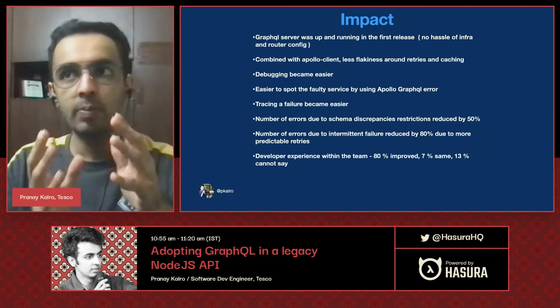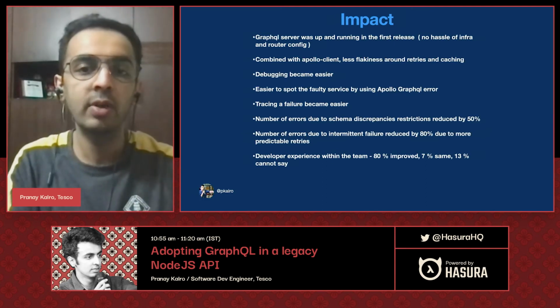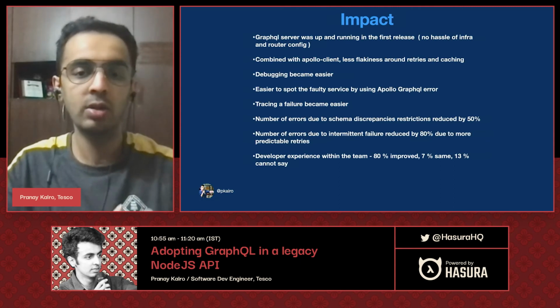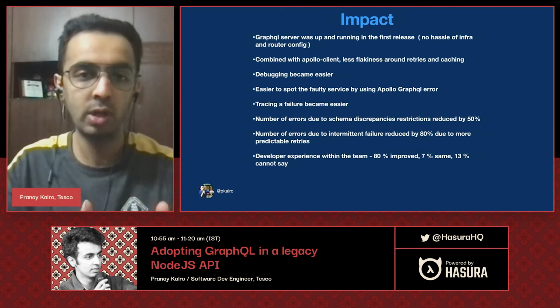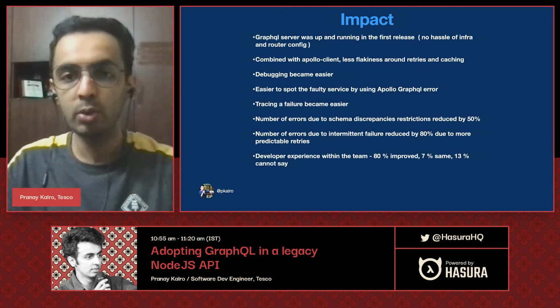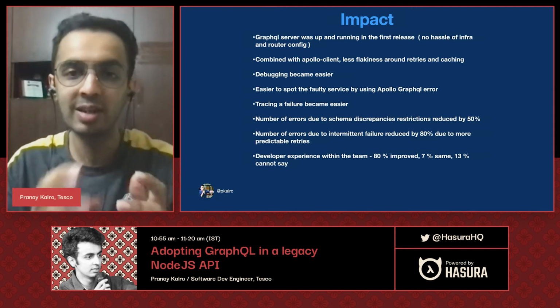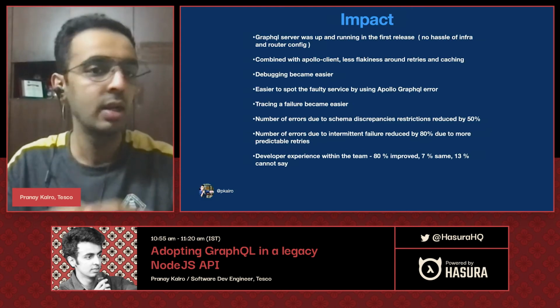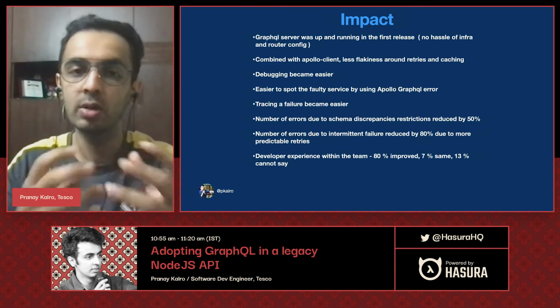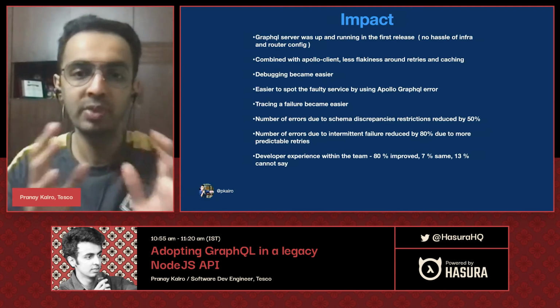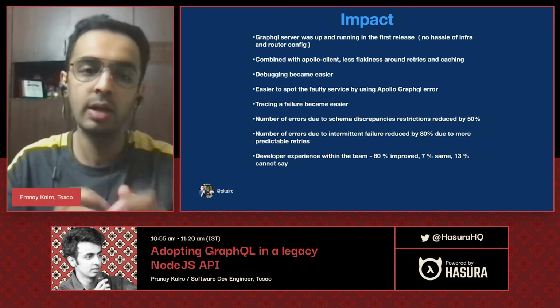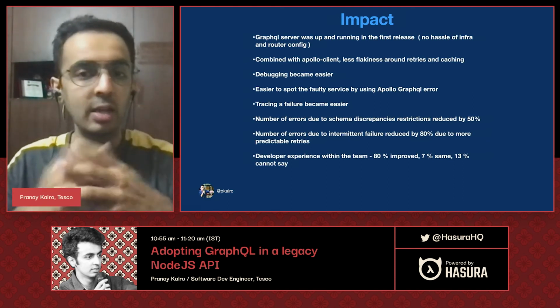And we were also on a journey where we were refactoring our front end, the client application, and we introduced Apollo Client. When you have Apollo Client and Apollo Server working together, it reduced some flakiness around our retry mechanism and our caching mechanism. Apollo Client, as people who worked on it would know. So these two tools together helped a lot. Debugging became easier.